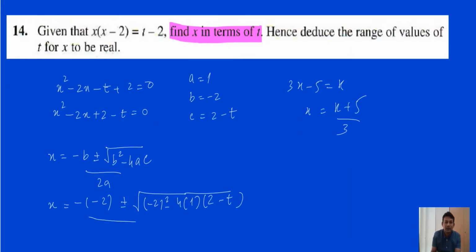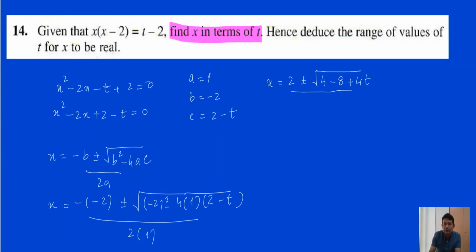Okay, and now we can do one thing. 2 and a is 1. Afterward, we can simplify this. x is equal to minus minus is plus 2 plus minus under root. Here we write 2 squared is 4, and this minus 2 and 8 is minus 8, and minus minus is plus 4 times t is 4t, divided by 2a is only 2, okay, 2 times 1.